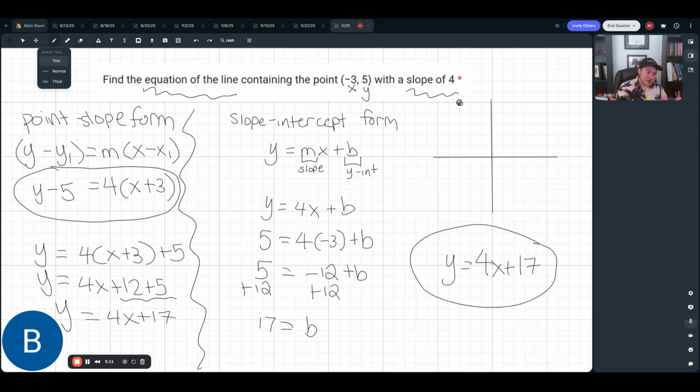However, if you're on a multiple choice test, sometimes your multiple choices will be in slope-intercept form. Sometimes your multiple choices will be in point slope. So you may need to convert from one to another or know how to do both just in case.